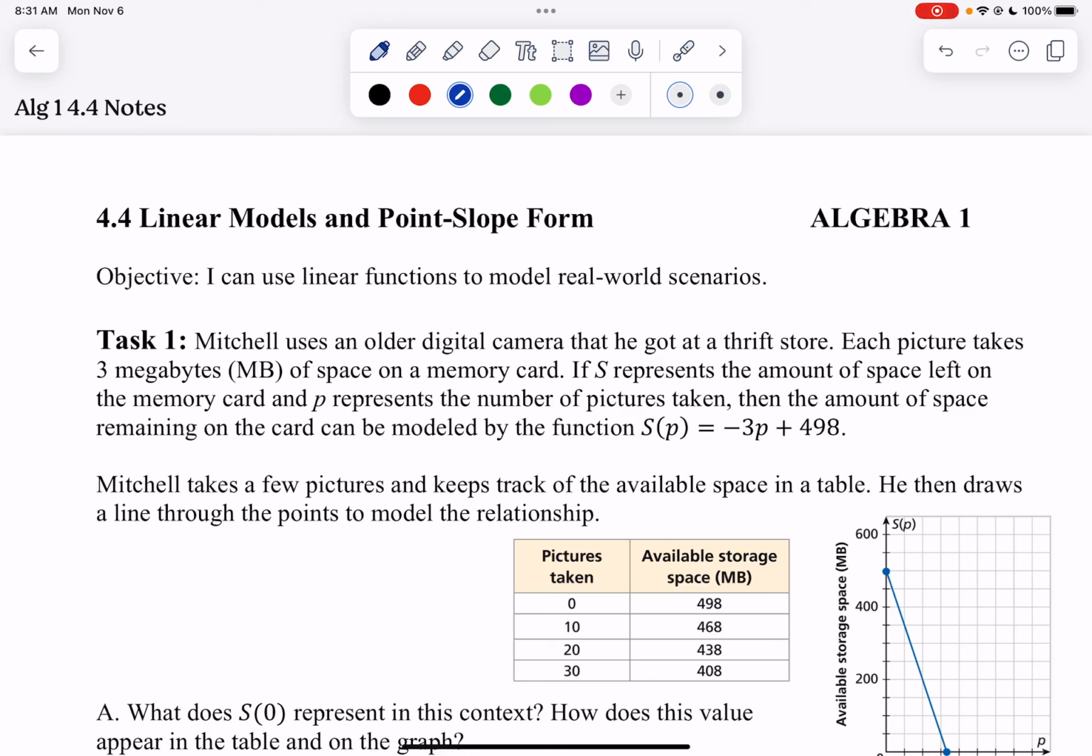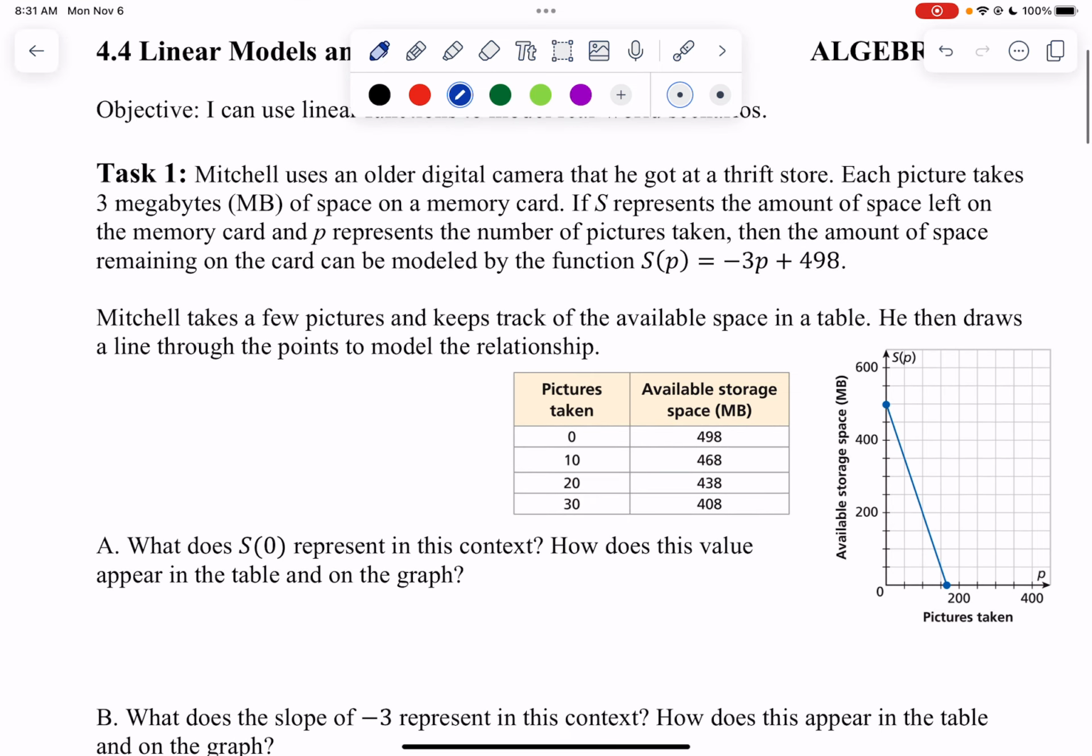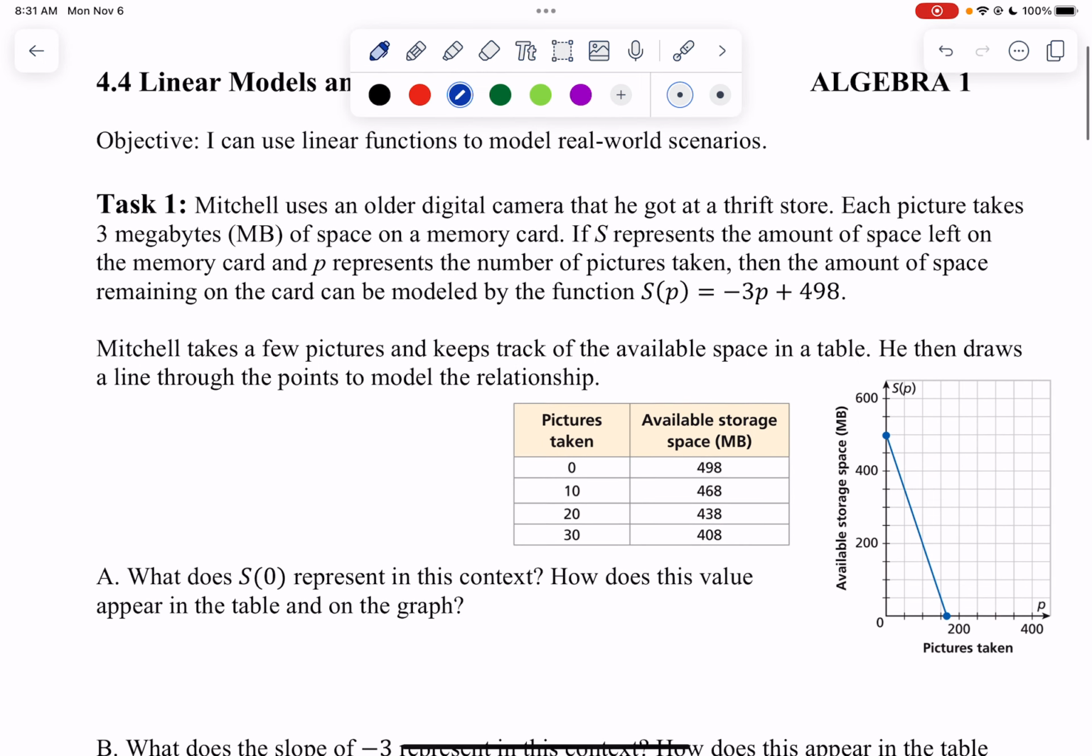Linear models and point slope form. So today we're going to be using linear functions to model real world scenarios. We're going to be doing a lot of problem solving with what we know about our linear functions so far. So our first task for today: Mitchell uses an older digital camera that he got at a thrift store.